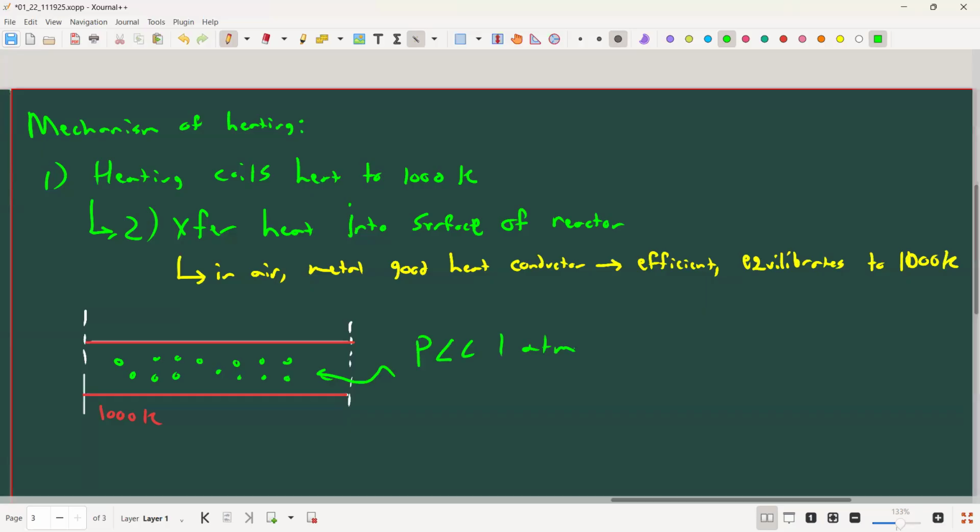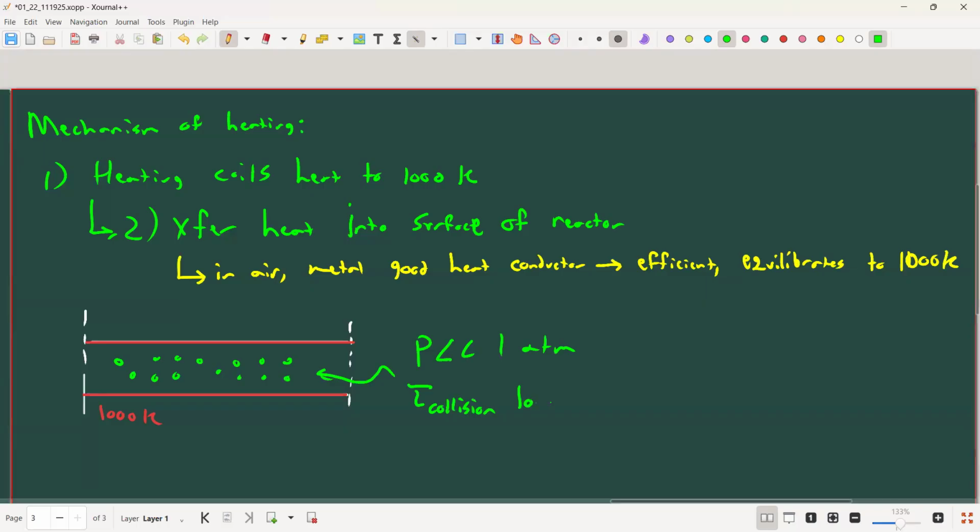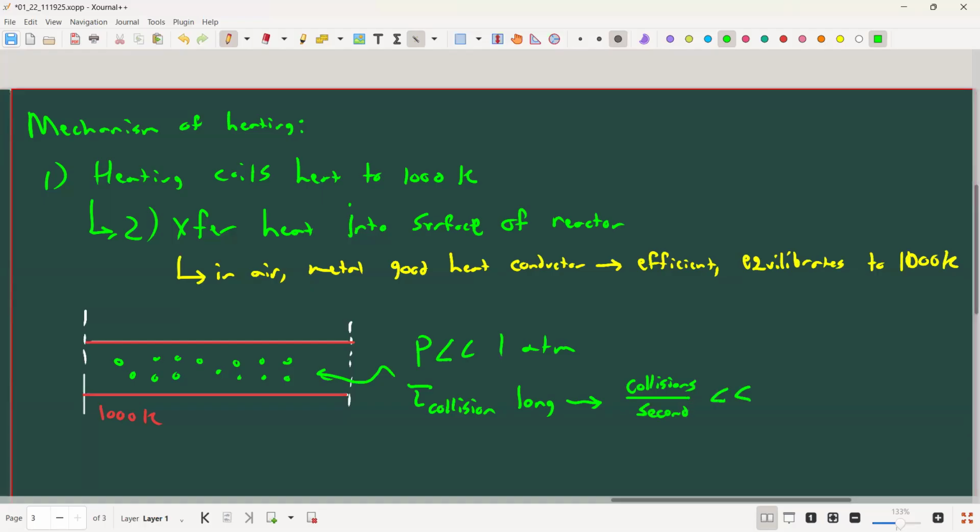Right? And then what did I say about the collision time? The collision time is extremely long. Right? And so at this limit, the rate of collisions, so collisions per second, is much less, that rate in some sense is much less than the rate of the molecules moving left to right, the flow rate.